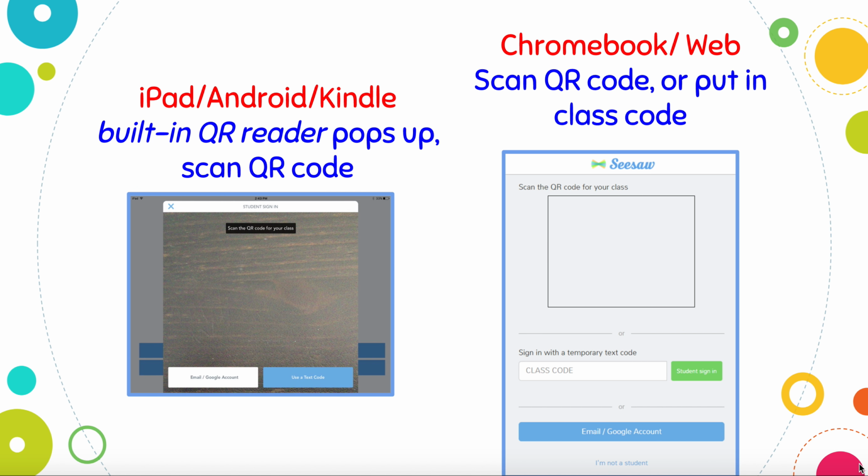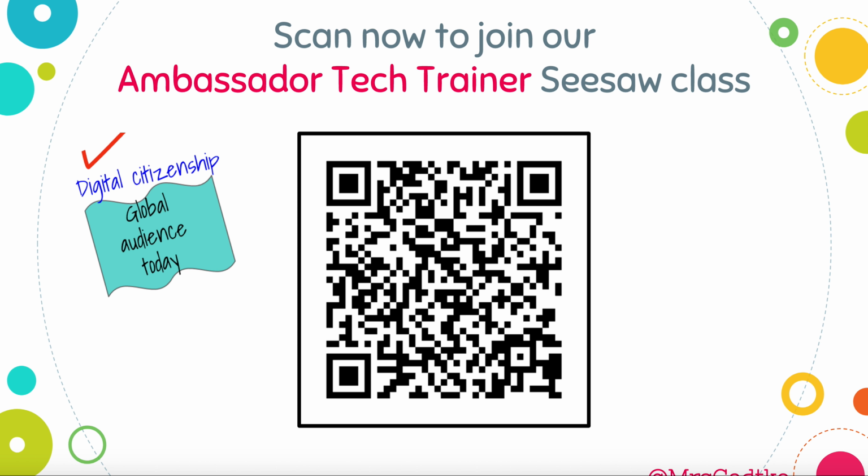Now you'll notice after you tap I'm a student, we're going to have a built-in QR scanner just pop right up. You might also get something asking you to enable access to your camera. You definitely want to allow that for the QR reader to work. That's built into Seesaw. And then what we're going to do right now is go ahead and scan this QR code. This QR code is going to get you into our class.